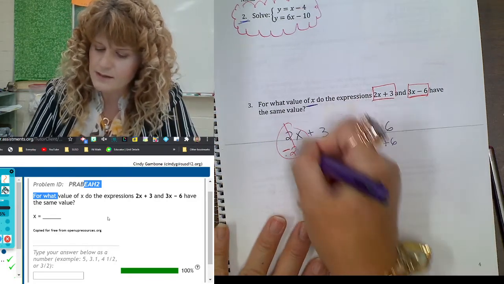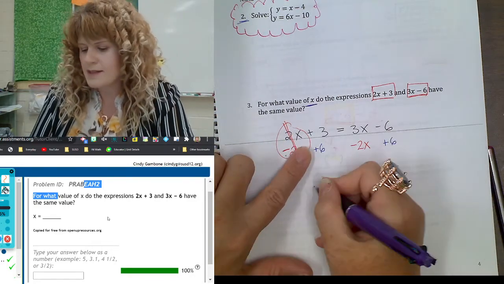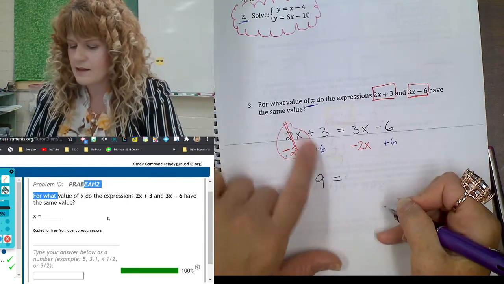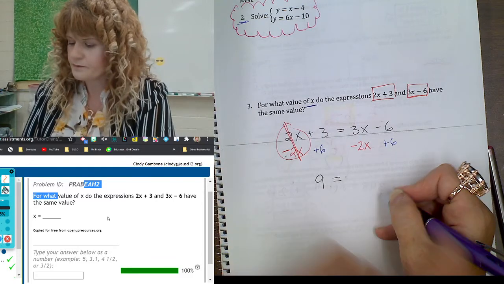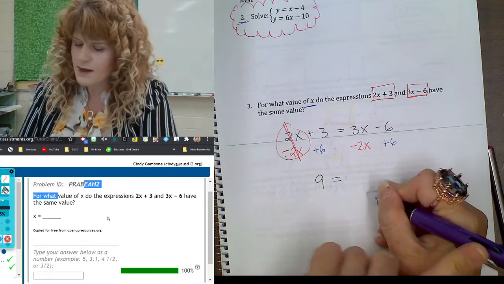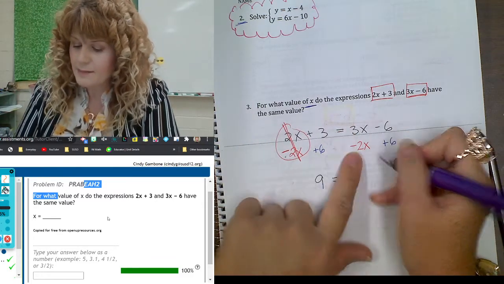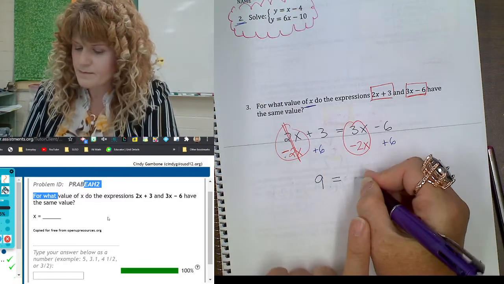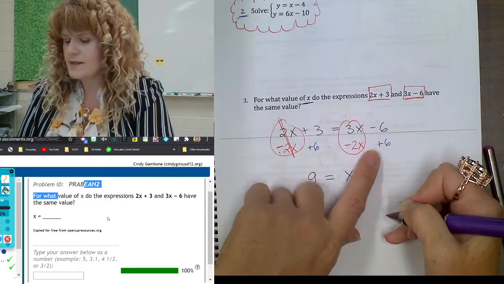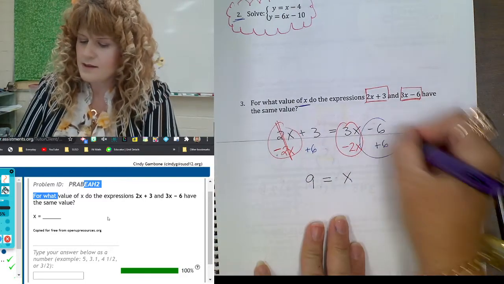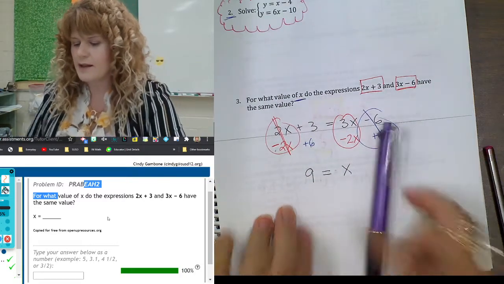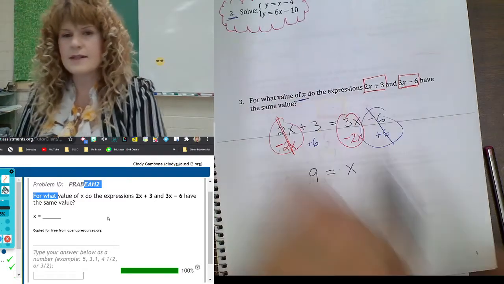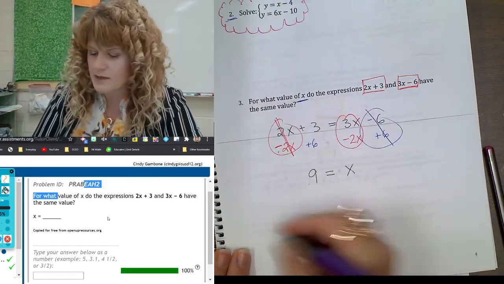Okay, let's do it. Negative 2x minus 2x cancels out. 3 plus 6 is 9. So I get 9 and then the equal sign. 3x minus 2x equals just x. Negative 6 plus 6 cancels out. So I got x equals 9. That means these two expressions have the same value when x equals 9.